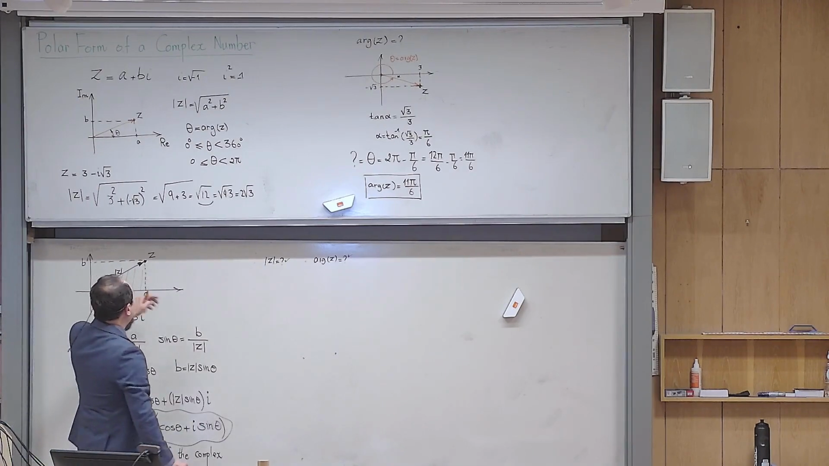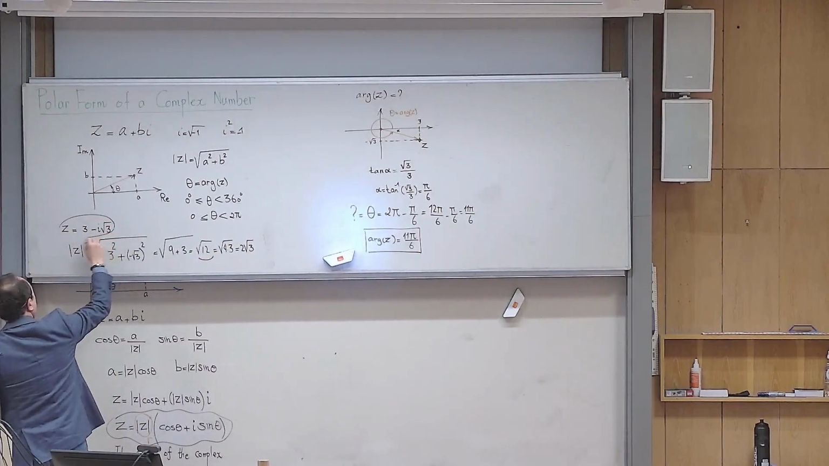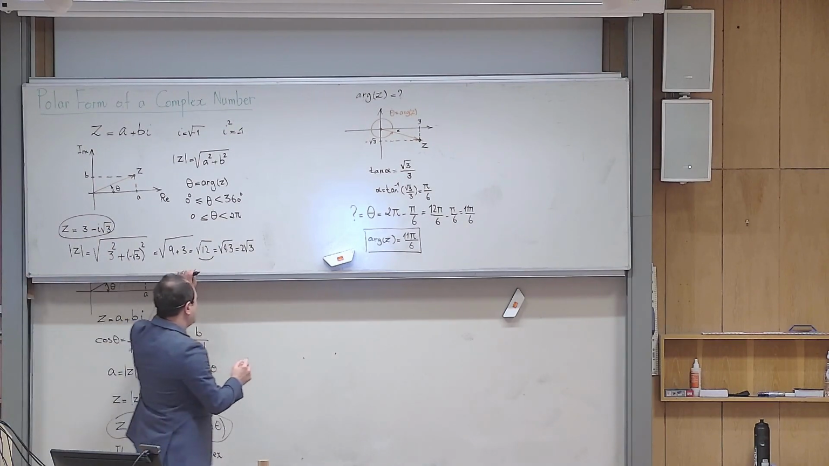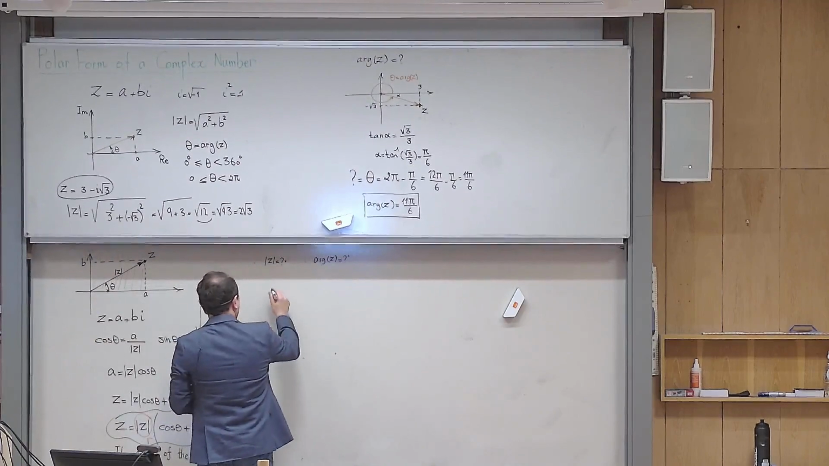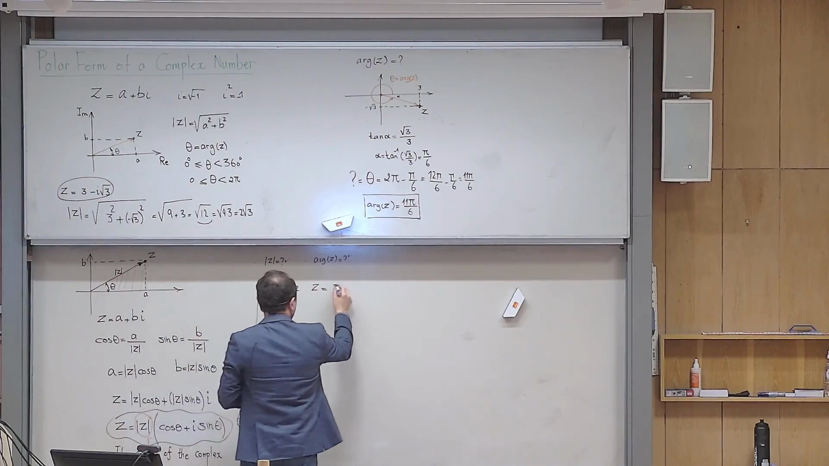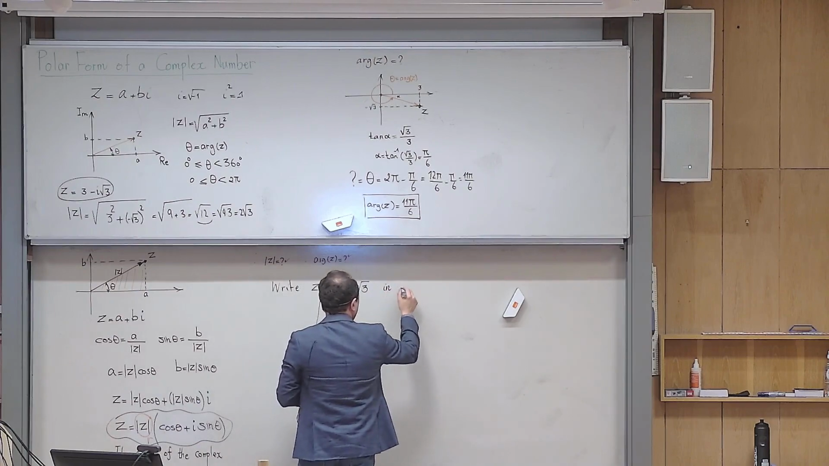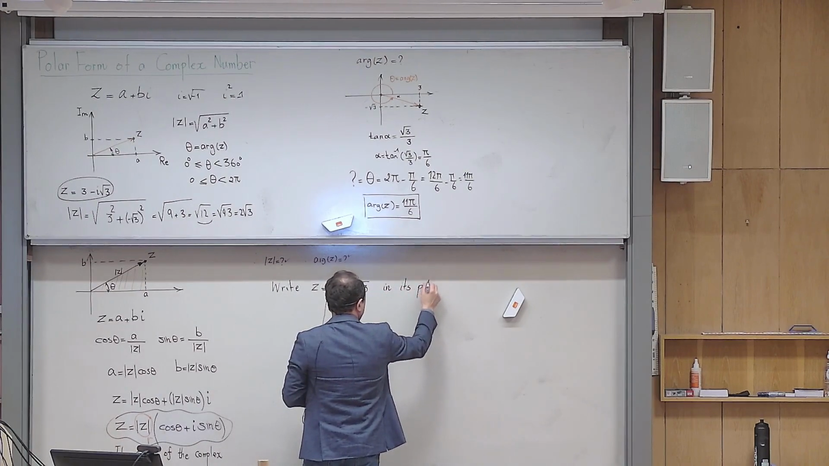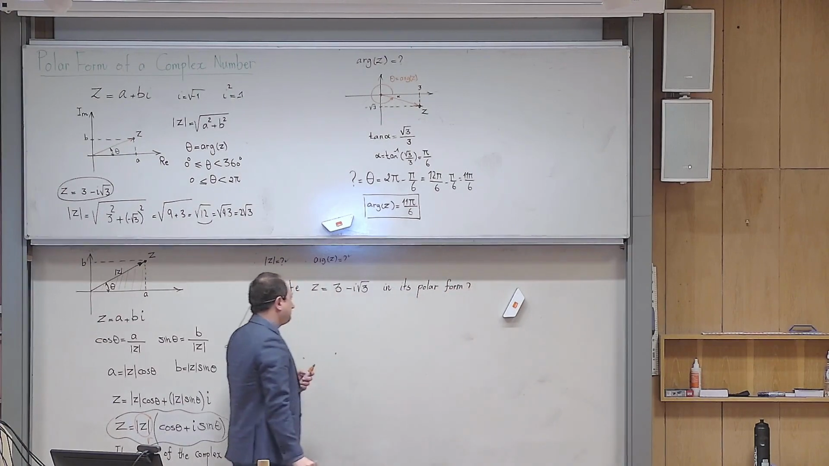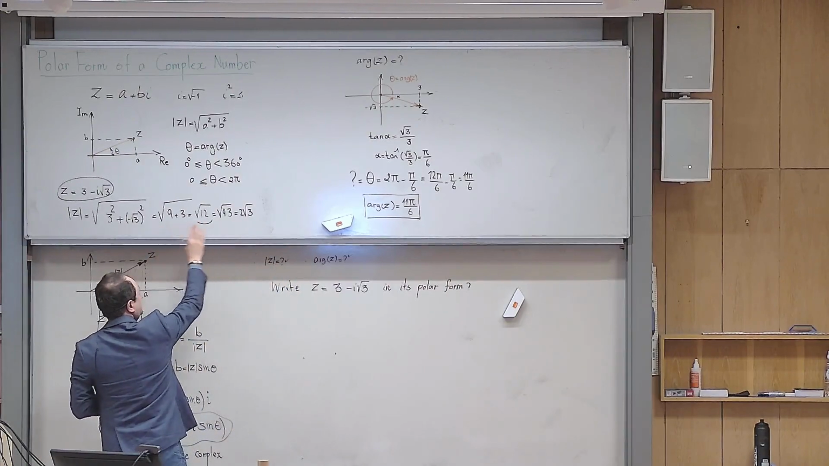Okay, so for example, assume that as an example, I give you this complex number and I ask you to write it in the polar form. So let me write this. Write z equals 3 minus i square root of 3 in its polar form. Okay, you have to start from here, but I have already done these two parts.